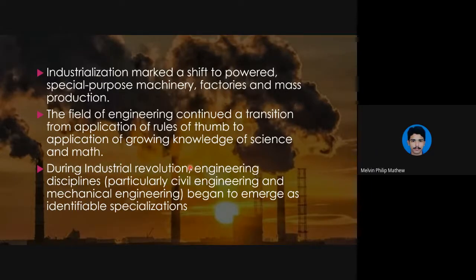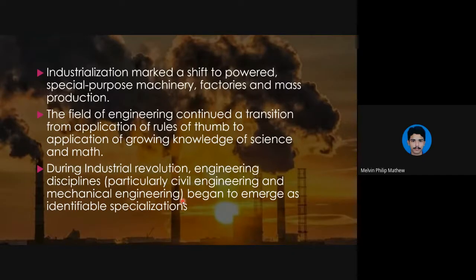During the industrial revolution, engineering disciplines such as civil engineering and mechanical engineering began to emerge as identified specializations. So various specializations were created. Civil engineering came under the construction of various things like houses, buildings, machines, factories, etc. Then came mechanical engineering, the designing of the components and the devices used. These all came under mechanical engineering.